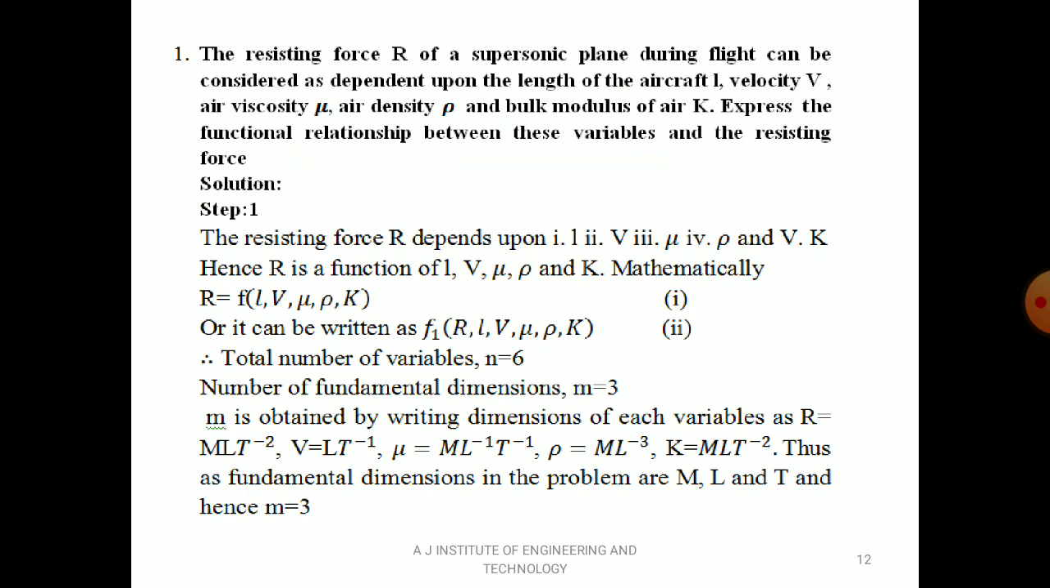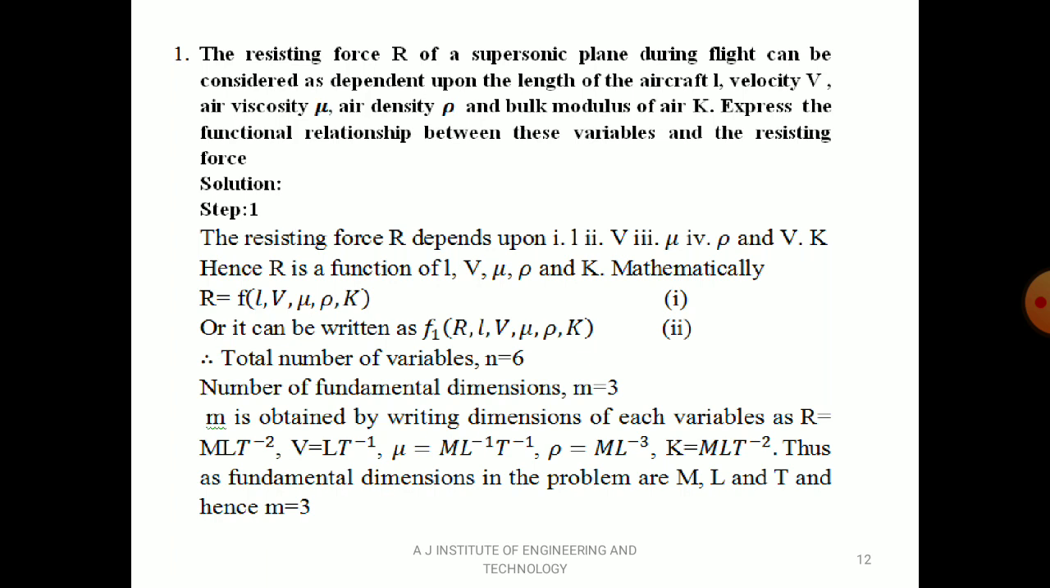First problem: the resisting force R of a supersonic plane during a flight can be considered as dependent upon the length of the aircraft L, velocity V, air viscosity mu, air density rho, and bulk modulus of air K. Express the functional relationship between these variables and the resisting force. So from the problem itself we can judge the resisting force is dependent on the remaining parameters, that is velocity, mu, rho, and K.